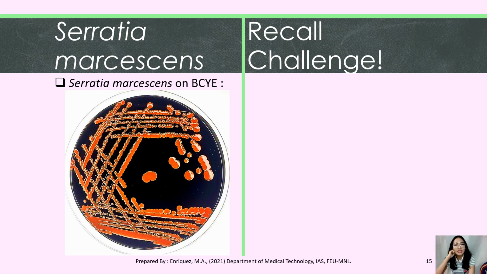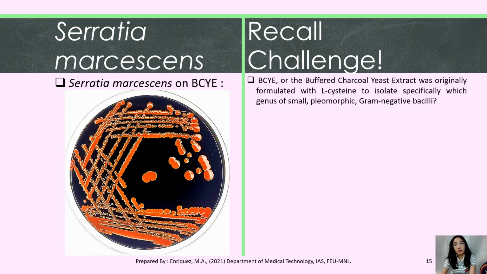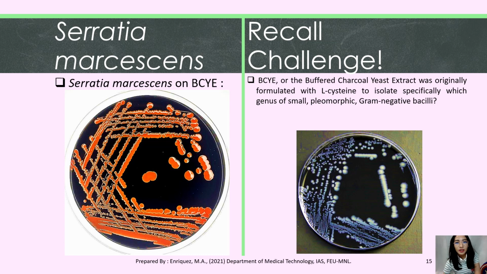Okay, so recall po ulit tayo. BCYE, or the buffered charcoal yeast extract, was originally formulated with L-cysteine to isolate specifically which genus of small pleomorphic gram-negative bacilli? Okay, so para po kanino talaga ang BCYE based sa natutunan natin sa chapter 18? Yes, this is for the isolation of Legionella species.